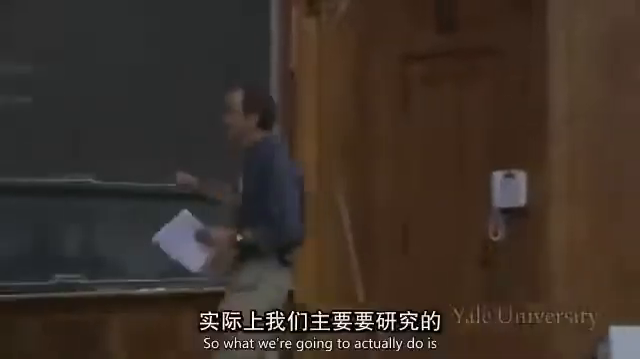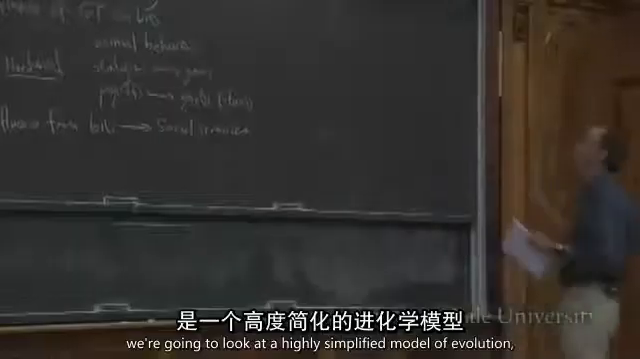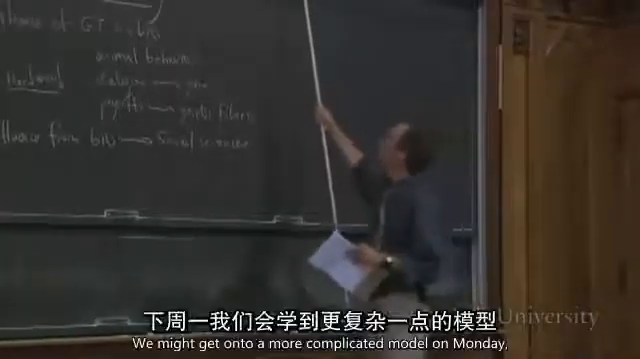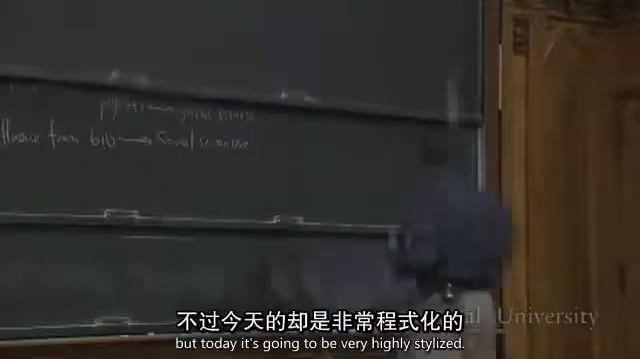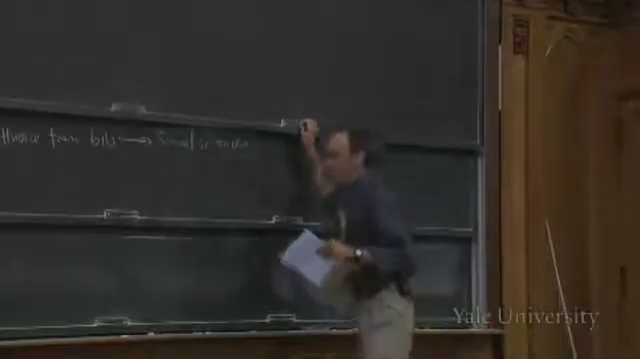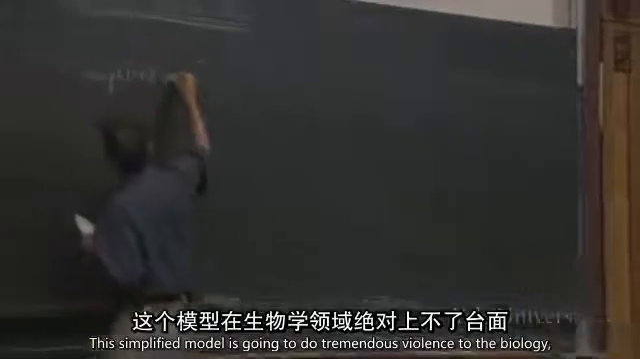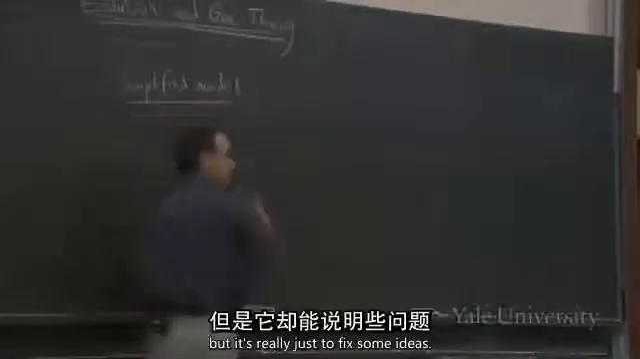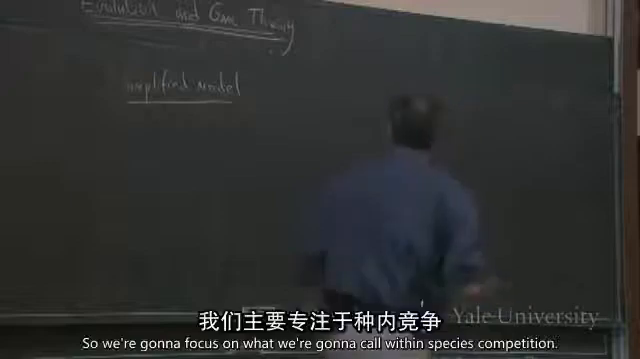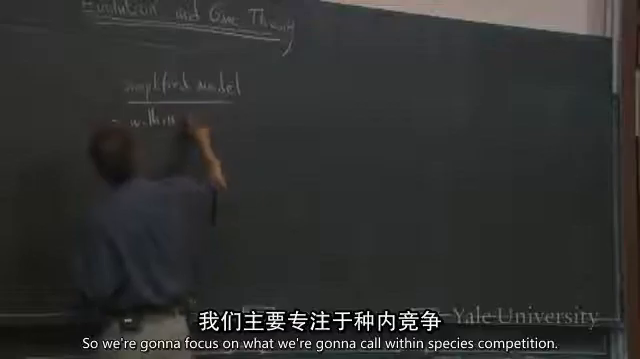All right. So what we're going to actually do is look at a highly simplified model of evolution, at least for today. We might get onto a more complicated model on Monday, but today it's going to be very highly stylized. So this is going to be our extremely simplified model. It's going to do tremendous violence to the biology, but it's really just to fix some ideas. So we're going to focus on what we're going to call within species competition.